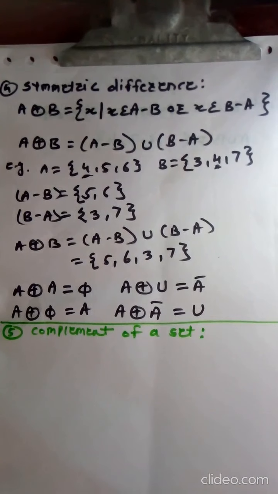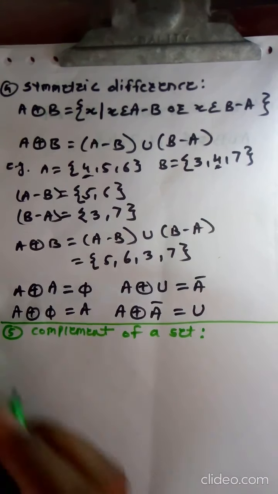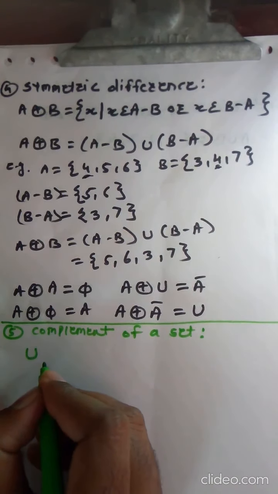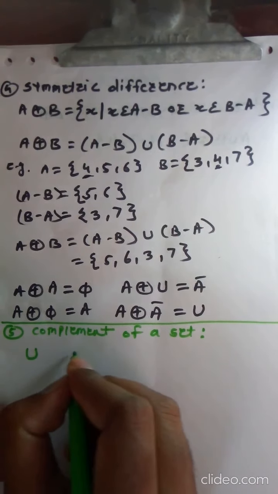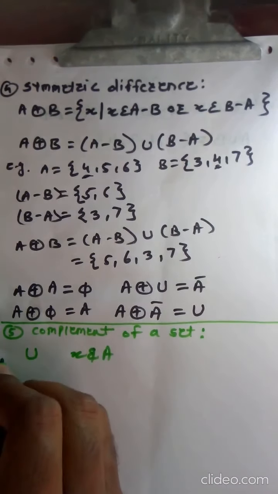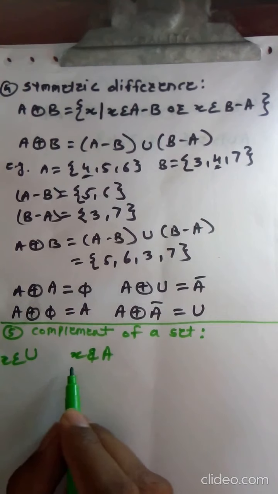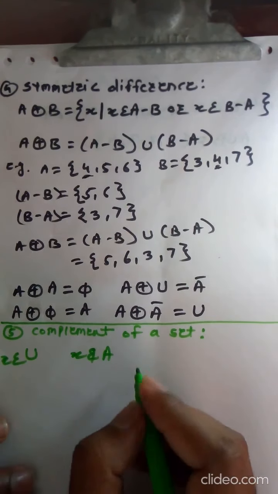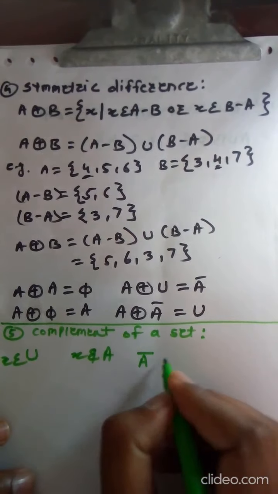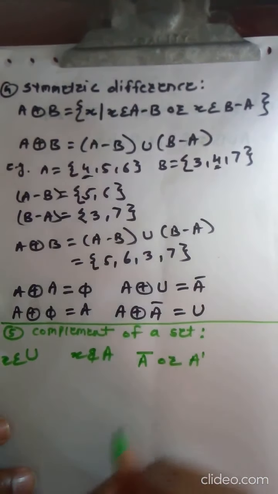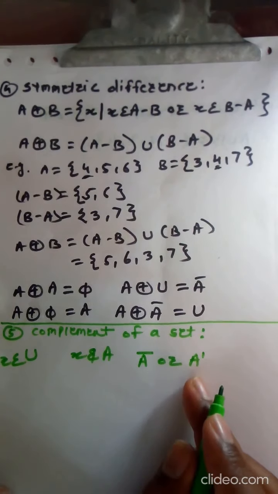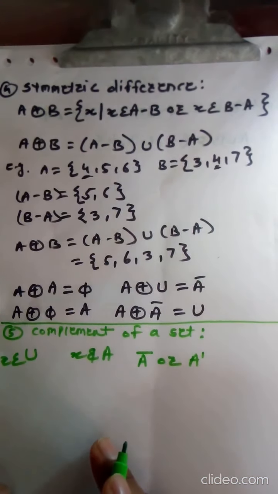So the last operation is the complement of a set. How can we define it? The complement of a set A is the set of all those elements of the universal set U which are not in A, that is, the elements which belong to U, the universal set, but do not belong to set A. It is denoted by A bar or A dash. So these are two ways used to represent the complement of a set.